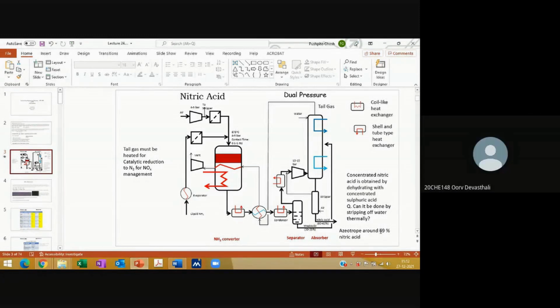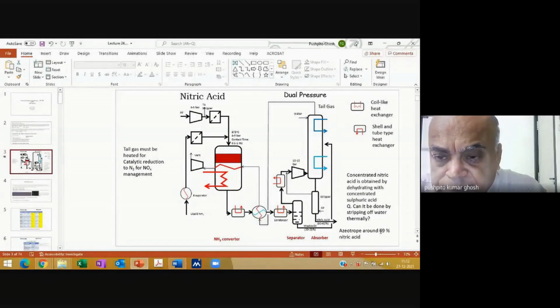Is that clear? Yes, sir. So one more thing. What do tail gases include? Yeah, so tail gases would be what?